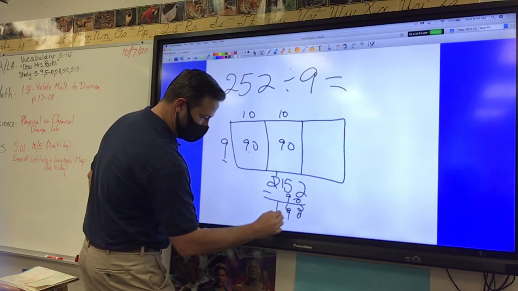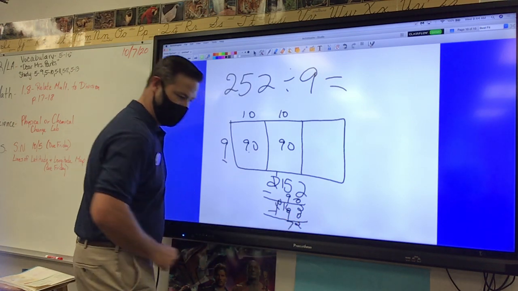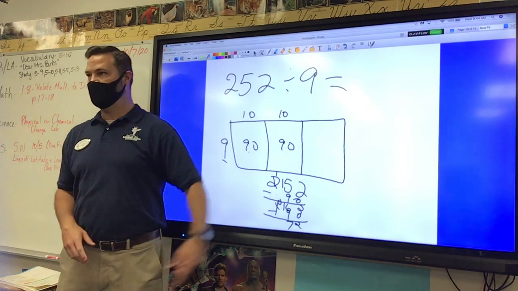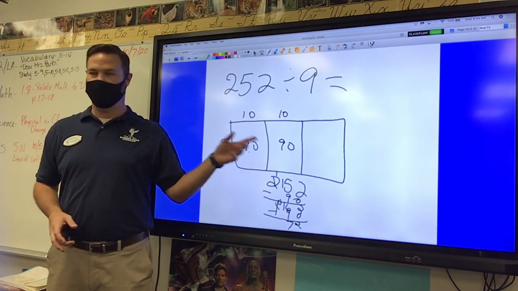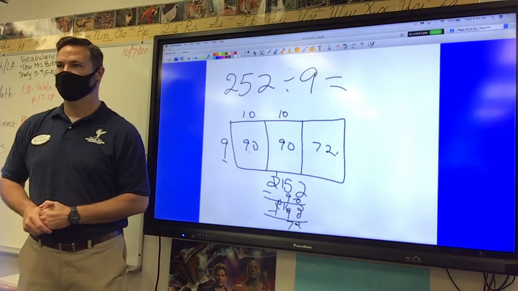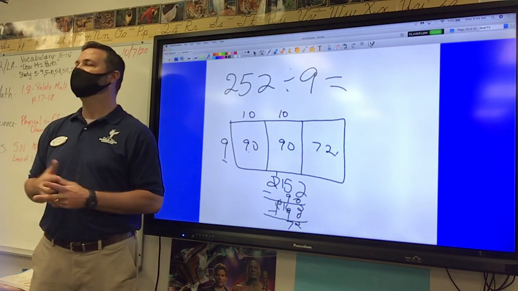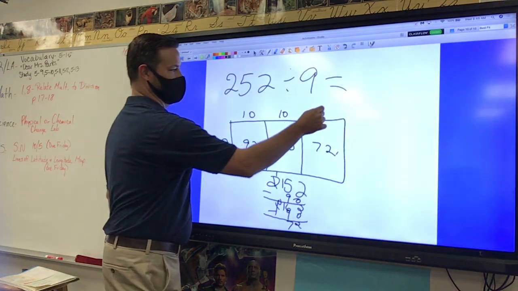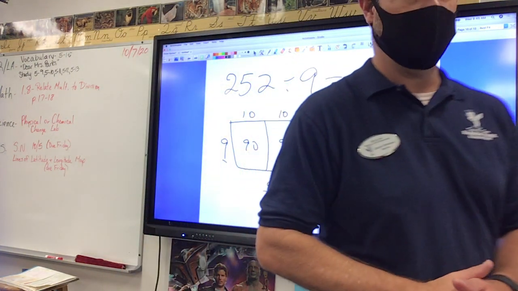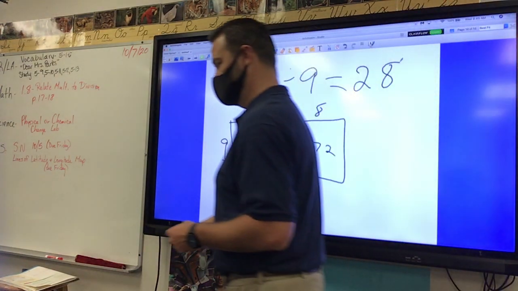Again, subtract it to see what I got left. 72. Do I have another group of 10 in there? No, I don't have any more 90s. So what do I have left? I have 72 left, right? 9 times something equals 72? 9 times 8. So 252 divided by 9 is? 28. So far so good.